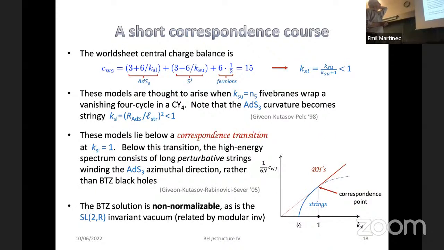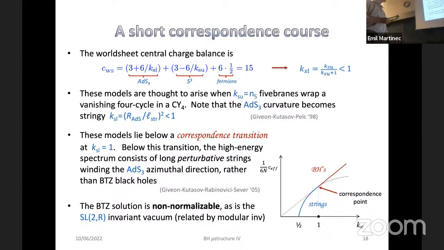But what you need to do is take the level of the SL(2) less than 1, while the level of the SU(2) is the radius of the AdS3 in string units. So we're working in some extremely stringy regime. It's thought that these models arise when you take the N5 fivebranes and not wrap them around T4, but wrap them around the vanishing 4-cycle of some non-compact Calabi-Yau 4-fold singularity. At least that was the interpretation given by these folks.